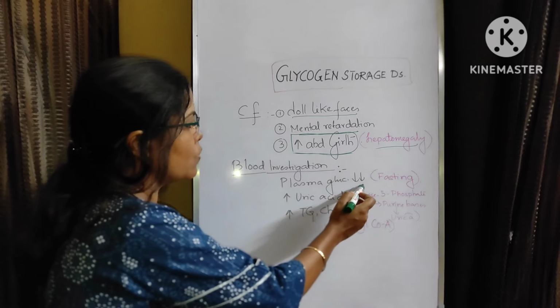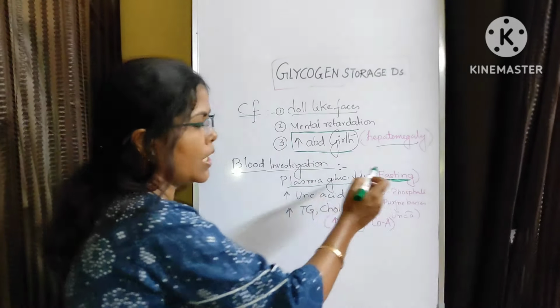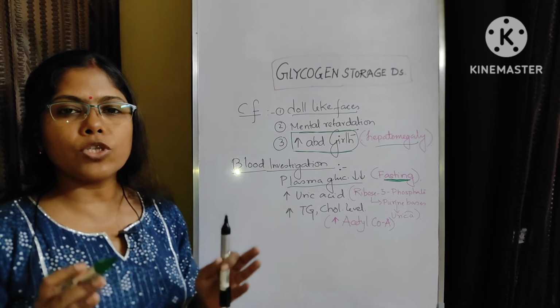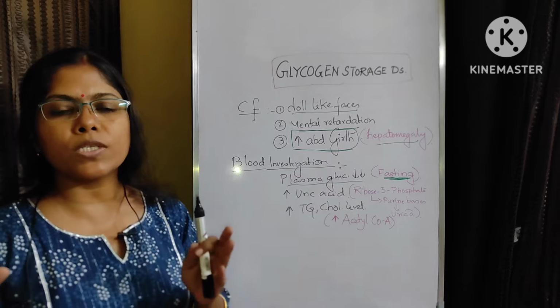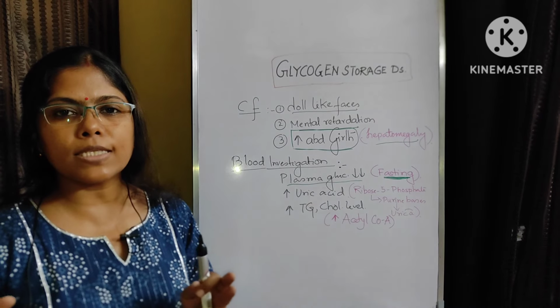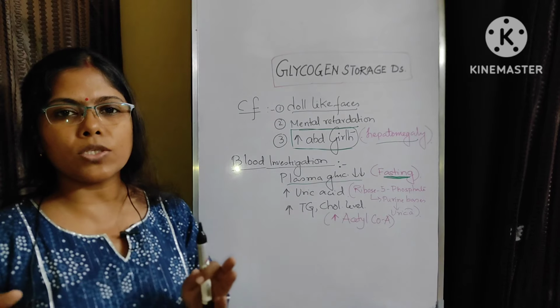Now what were the blood investigations which the case was having? The plasma glucose was low. This is due to fasting hypoglycemia. We all know that glycogen is the reserve material for maintaining the glucose homeostasis. If we are in fasting state, the entire glycogen is utilized after 12 to 18 hours of fasting.